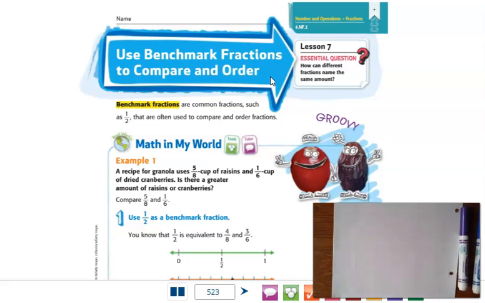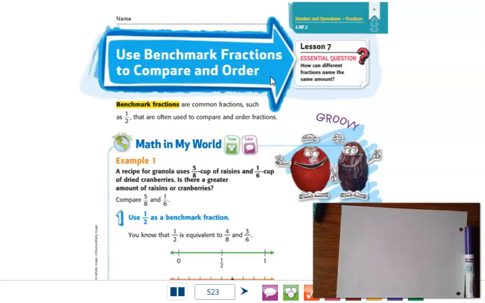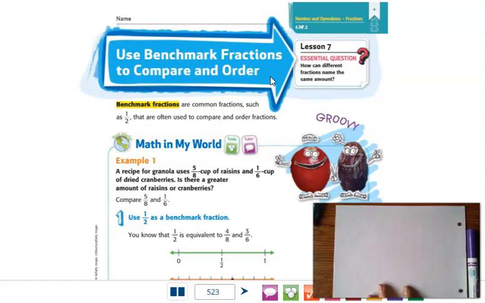instead of using those least common multiples, we're going to try a different method that can be a little bit easier depending on your drawing. Okay, so benchmark fractions are common fractions such as a half that are often used to compare and order fractions. So we're going to use the fraction 1/2 as our benchmark through most of this.